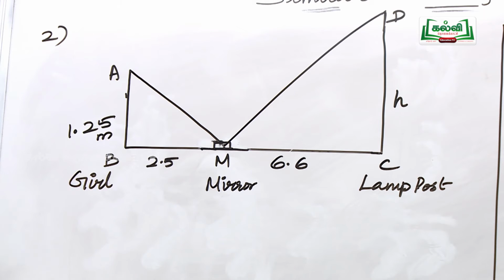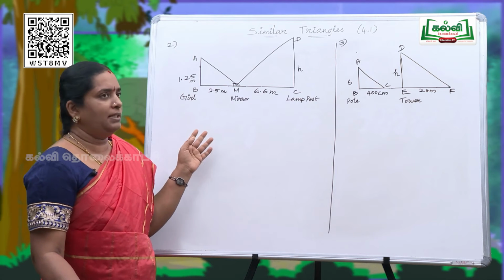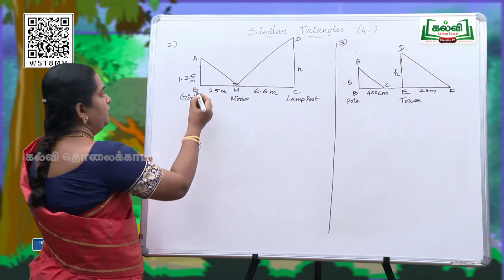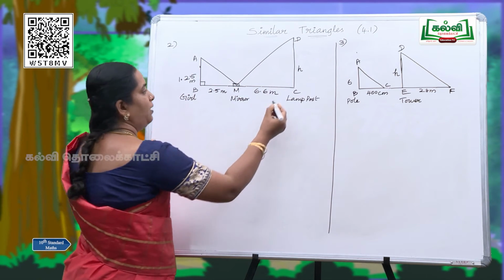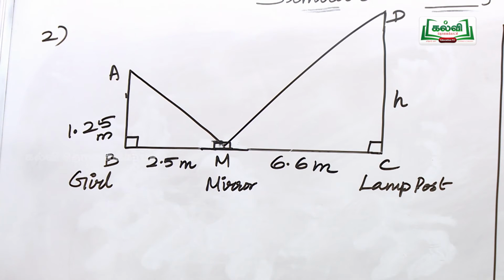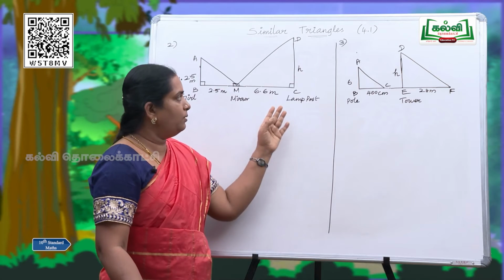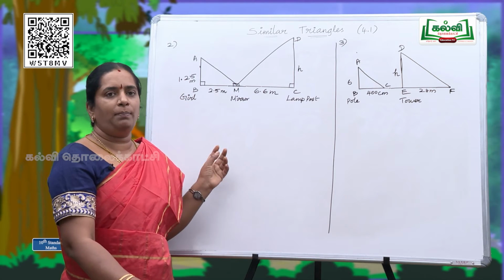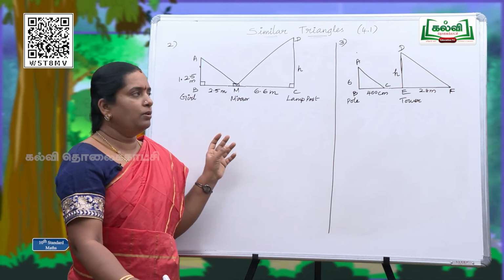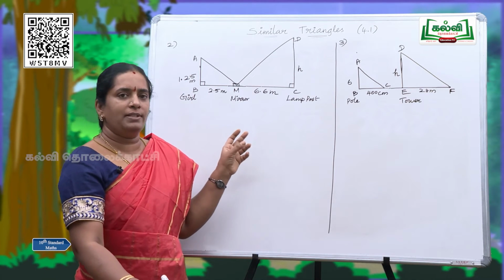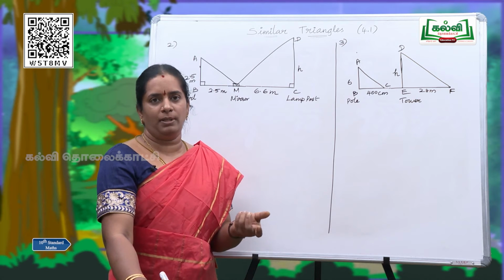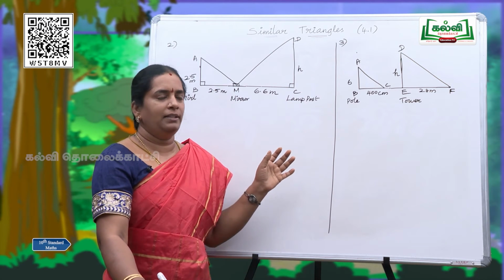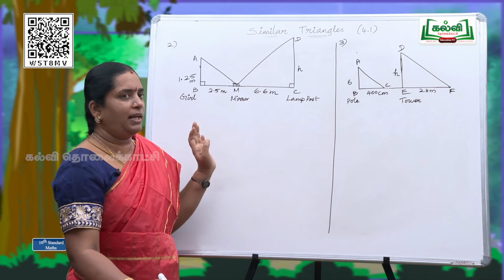In the second sum we have a girl. We are assuming that the girl is standing straight. So the angle made by the girl with the ground is 90 degrees, and any building, lamp post, tower or vertical on the ground is also 90 degrees. So we are going to apply the similarity criteria. Using it, we will say that these two triangles are similar, and using the property of similar triangles, we will find the unknown value, that is the height of the lamp post.